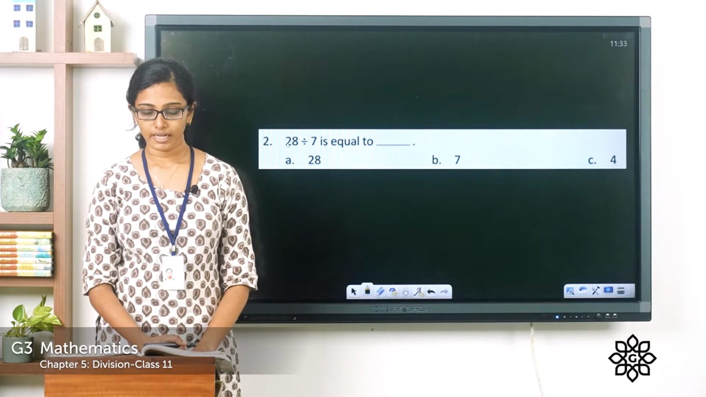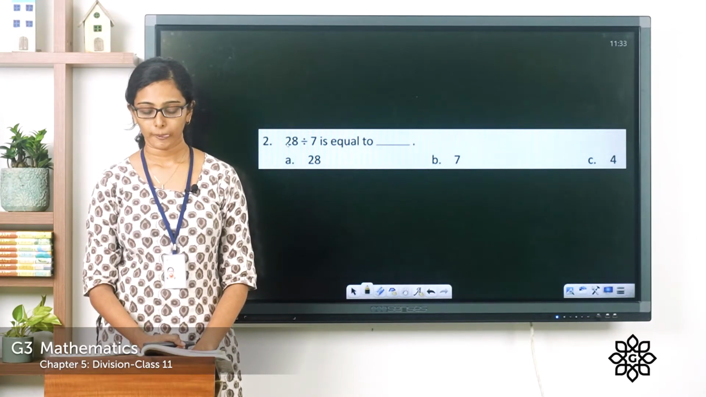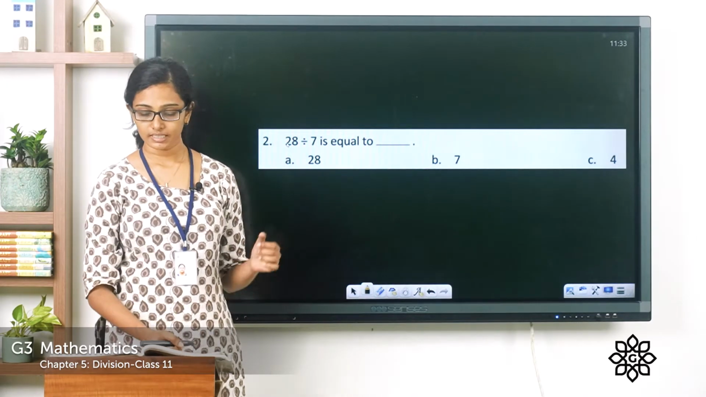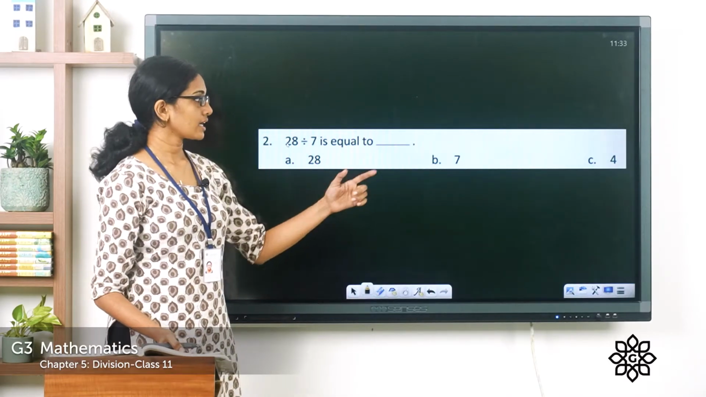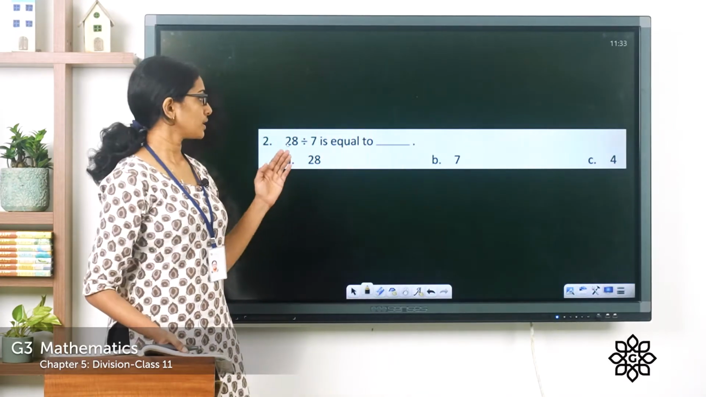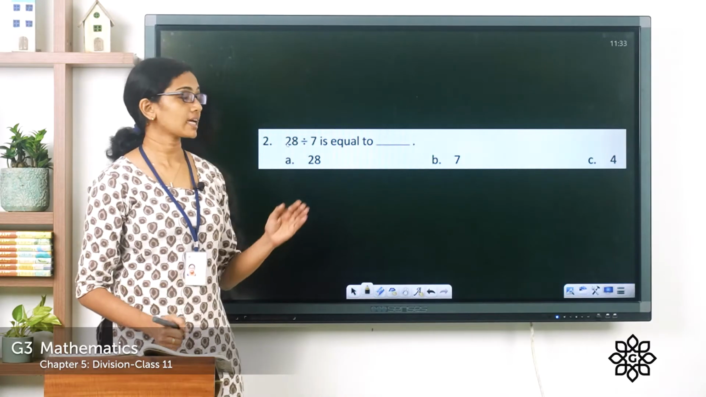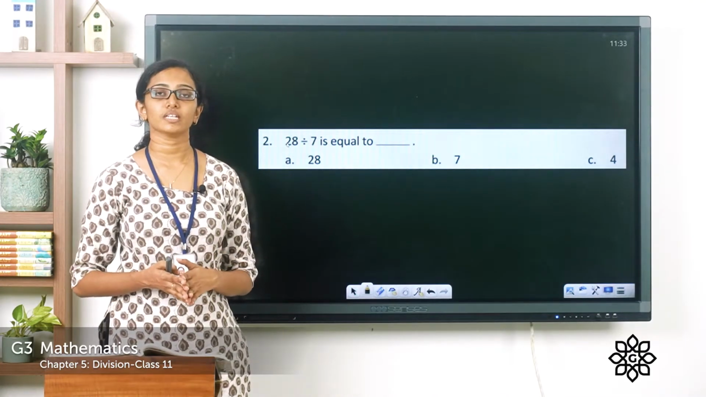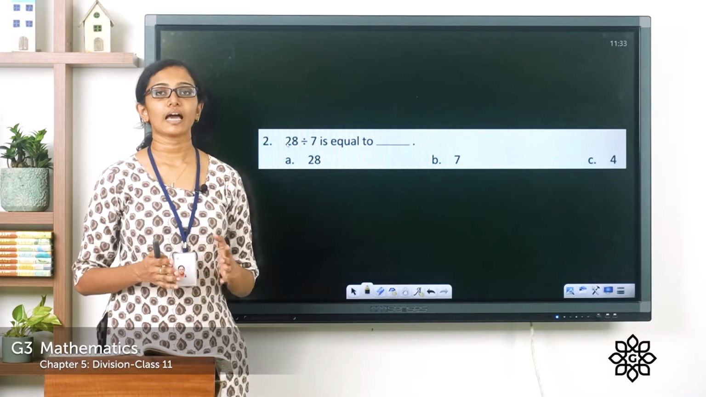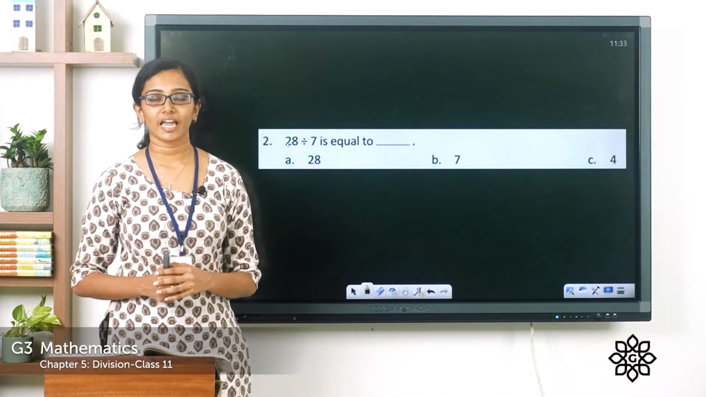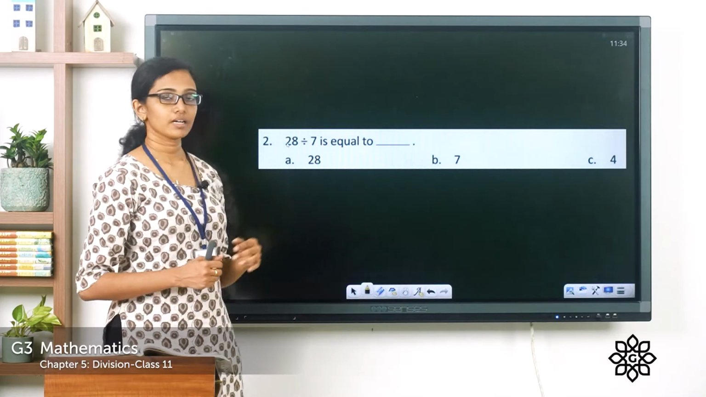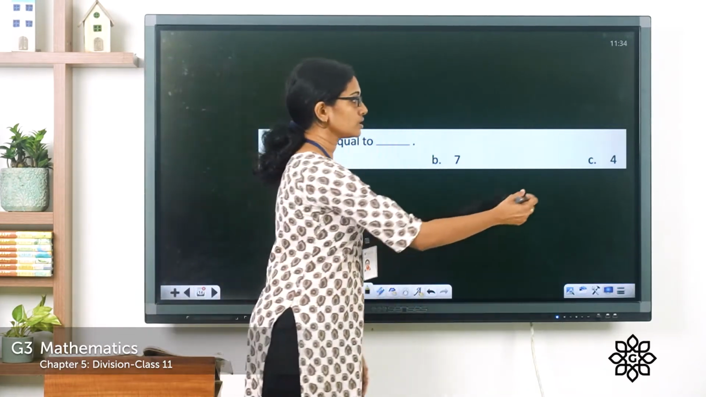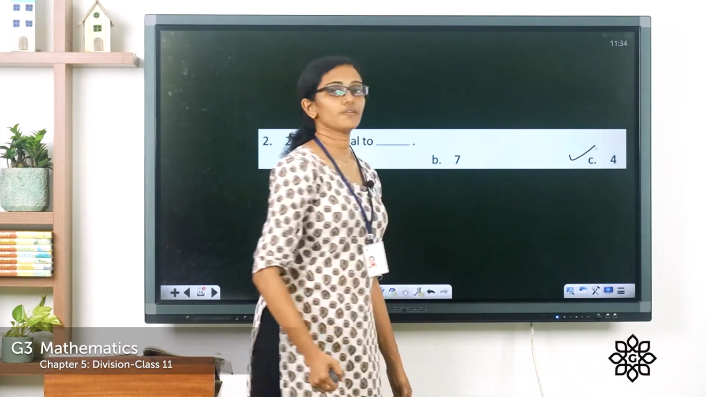Now the second question. 28 divided by 7 is equal to: the first option is 28, second is 7 and option C is 4. 28 divided by 7. You recite the table of 7. 7 ones are 7, 7 twos are 14, 7 threes are 21 and 7 fours are 28. So 28 divided by 7, which is the correct option? It is option C, 4.